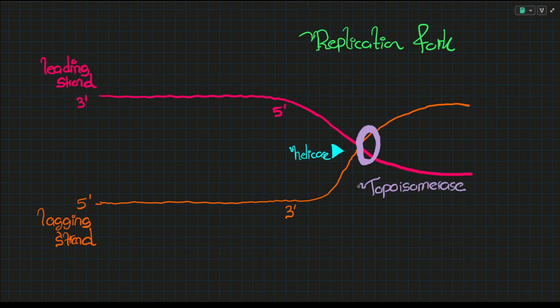This guy is known as topoisomerase. Helicase and topoisomerase are the first enzymes to run through this process. Now you have to clearly understand how the leading strand works, how the lagging strand works, and why this distinction is given to us. Right, now let's actually begin the process of DNA replication.